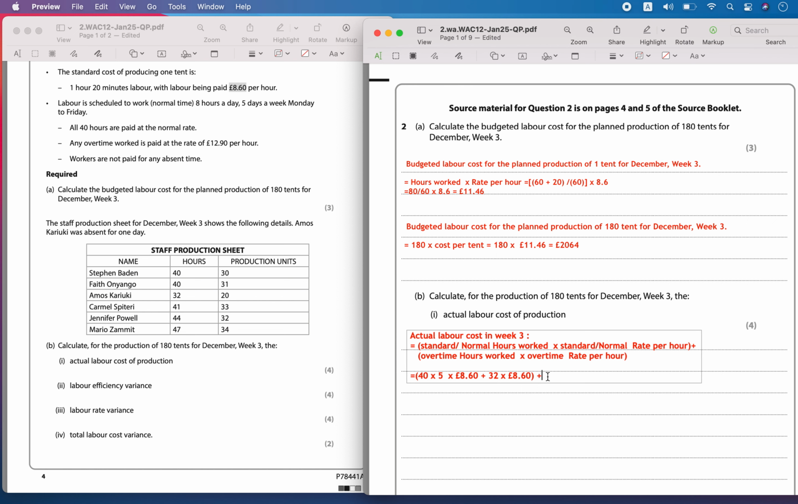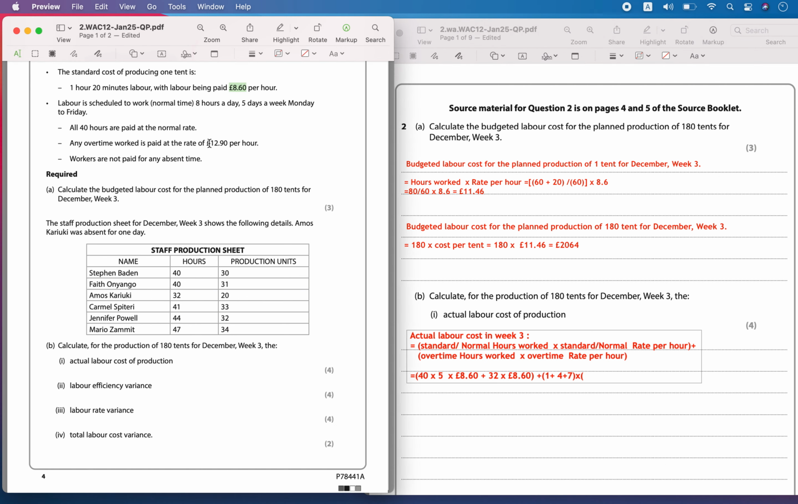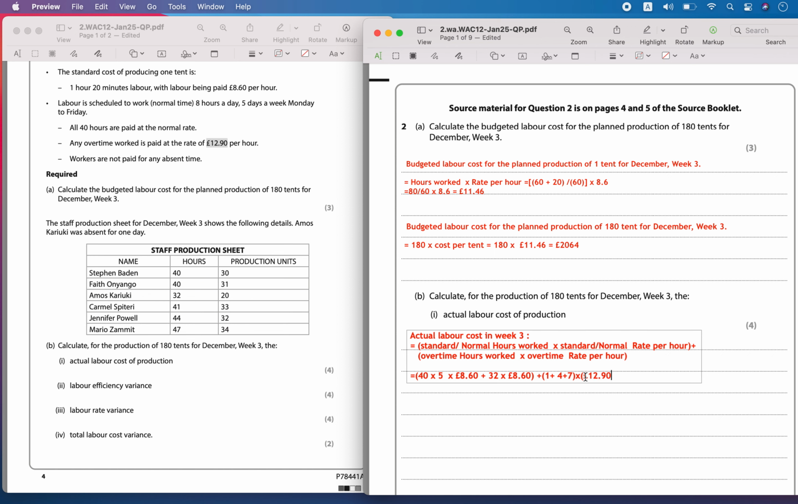Plus overtime hours worked will be paid differently. So we can see how many overtime hours have happened. Here he has worked 40 plus 1 more hour, 41. Here he has worked for 4 more hours. This fellow has worked for 7 more hours. So 1 plus 4 plus 7, the extra hours they have worked, are going to be paid at a different rate, 12.90 per hour. So you will put it and multiply it in the bracket.